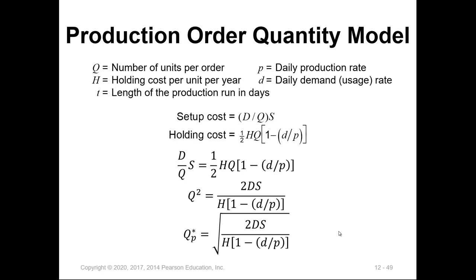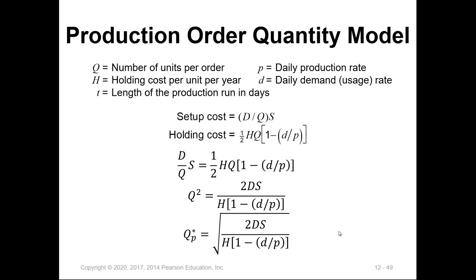So if the setup cost is the annual demand divided by the number of units per order multiplied by the setup cost for each order, and the holding cost is equal to half QH multiplied by 1 minus D over P, we equate both formulas as we did before in the previous model.